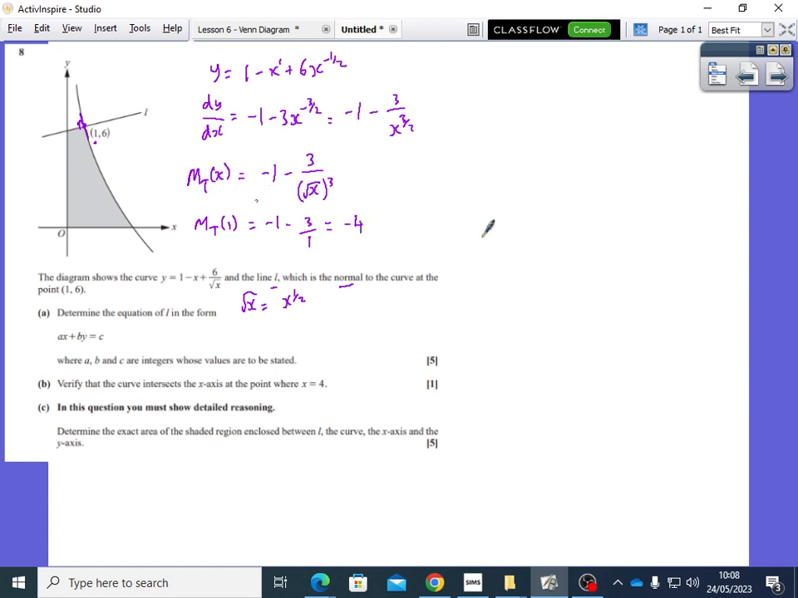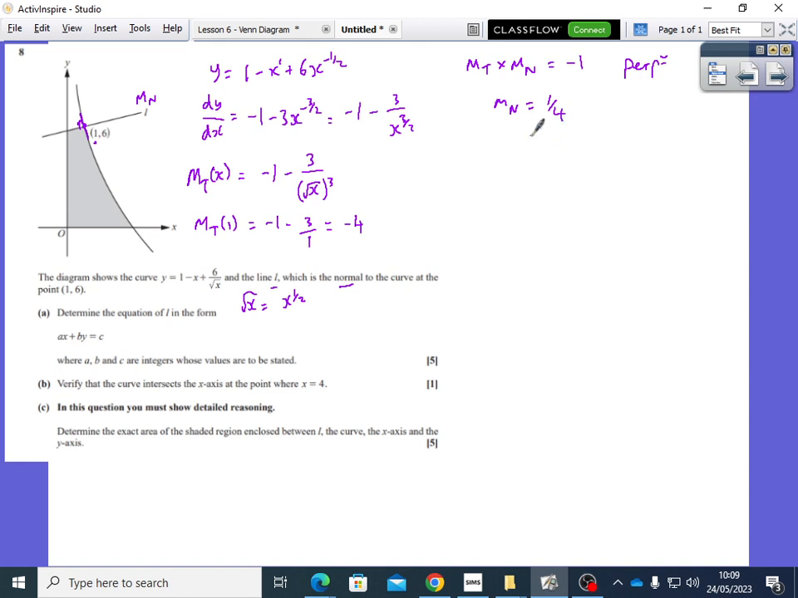Now, done that bit. Now, if we want to find the gradient of this, which is the normal, I'm going to call that mn. I know that because they're perpendicular, mt times mn, this is the gradient of the tangent, gradient of the normal, the product is going to equal minus 1 since they're perpendicular. Okay, now when they're perpendicular, I know that therefore that's just going to be the reciprocal of that negated, so the gradient of this line is just going to be 1/4.